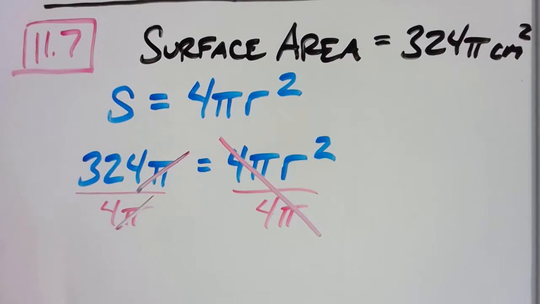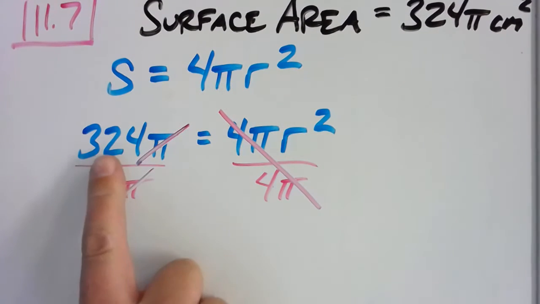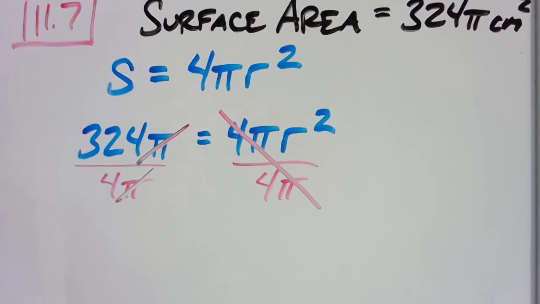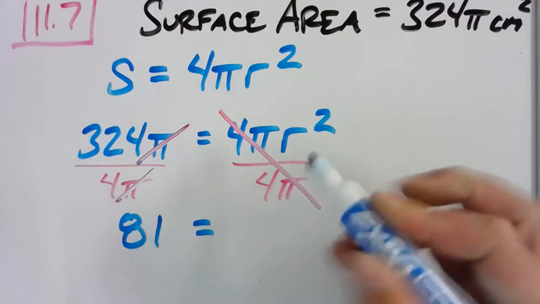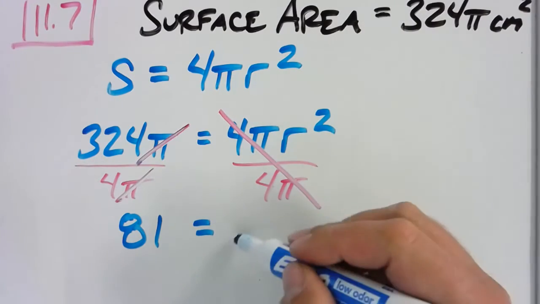But when I do this actual inverse operation now, 324 divided by 4 breaks down to be 81. You can confirm that on a calculator. And on the right-hand side, all that's left over is this r squared.